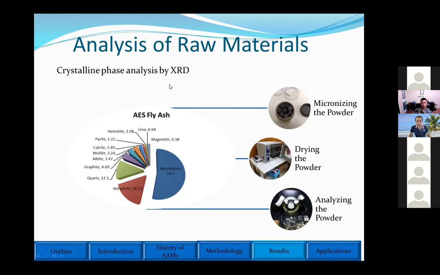So using XRD, we did some crystalline phase analysis. We had to know what percentage of our powder could be dissolved easily. In the case of AES fly ash, it was 53%. It means that half of the AES fly ash could dissolve easily, and almost half could not. We have crystals that cannot easily dissolve by our chemicals.